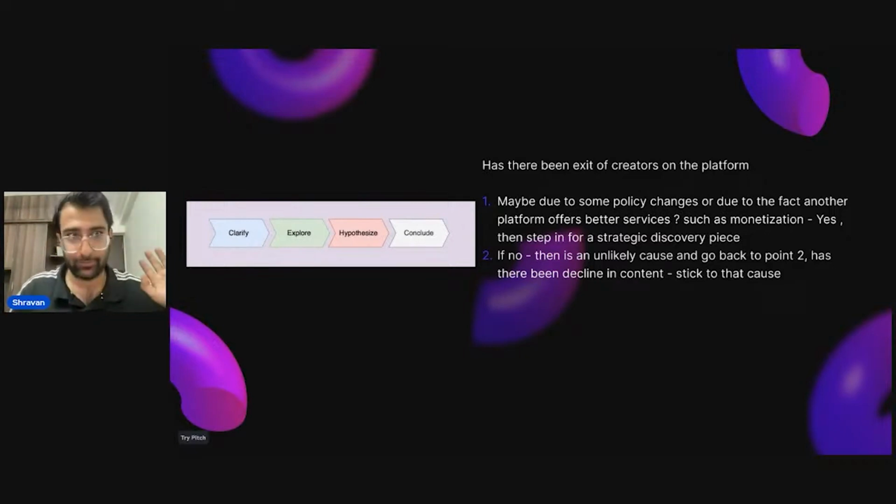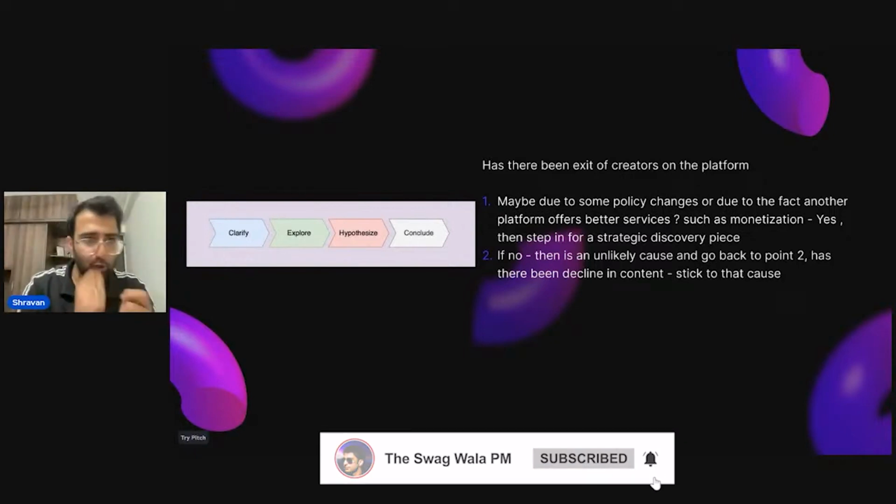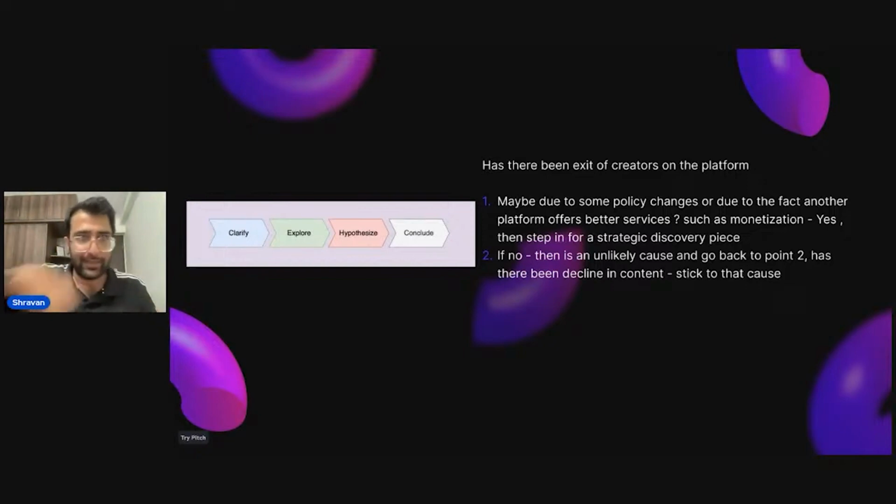Stick to that cause and say that if it's a strategic decision that people are leaving the platform, then there is a problem. But that's a bigger deep dive, and that's not something that you will do in the first go. You will try to find the most easy things and rule them out. कि ये नहीं हो सकता, ये नहीं हो सकता, ठीक है? And you stick to that cause.